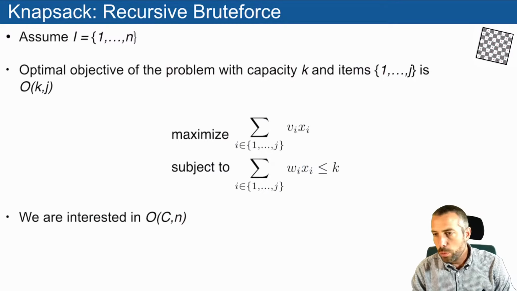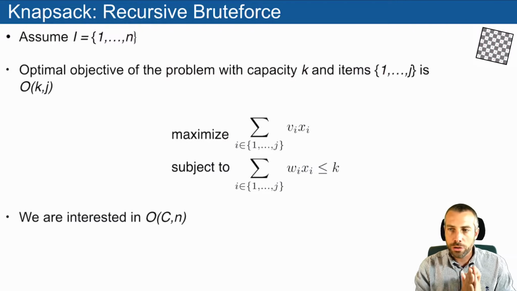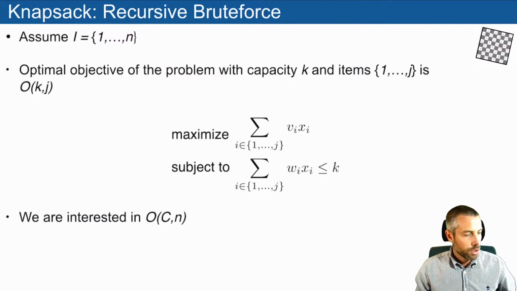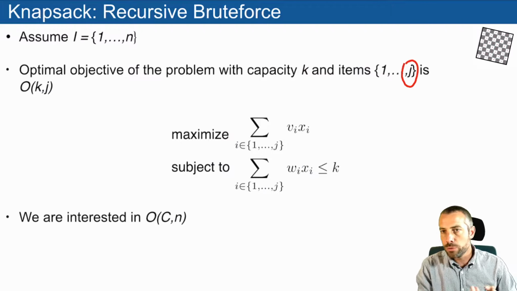Let's formalize how we would implement this brute force approach, and we will consider the problem with a given prefix of items that you have already considered. We will go up to the item j here, okay? From the item 1 up to item j.